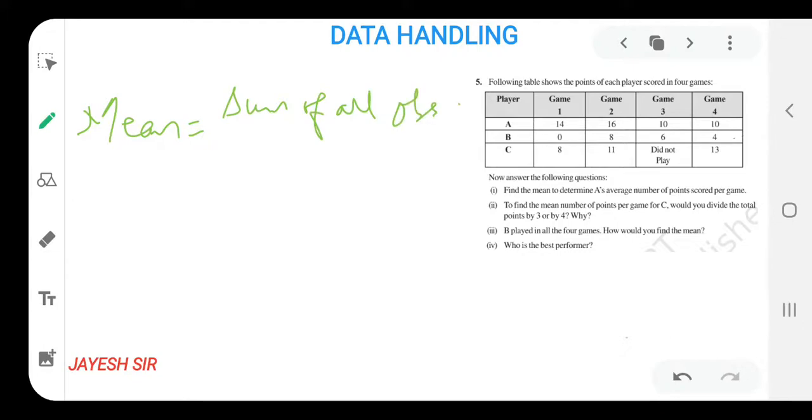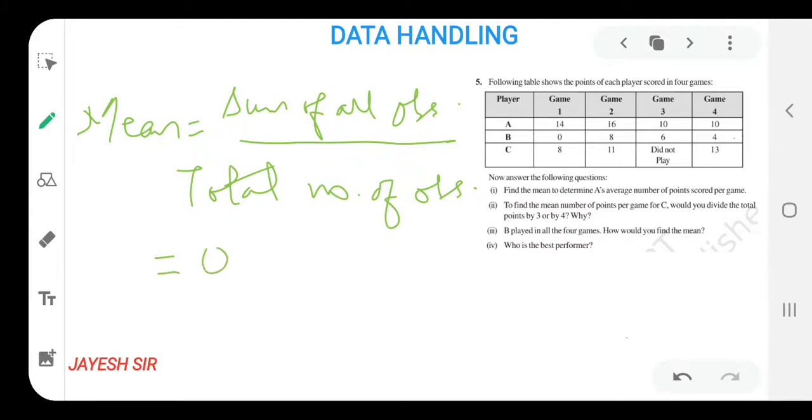Sum of all observations upon total number of observations. Now we need to find it for B.